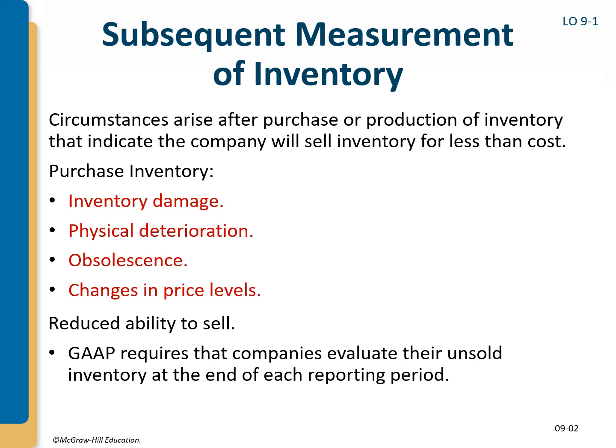Circumstances arise after purchase or production of inventory that indicate the company will sell inventory for less than its cost. Maybe it's damaged, there's deterioration on it, it has become obsolete itself, or price levels have changed. So that means when we're selling our inventory, we're actually going to have to sell it for less than what we paid for it. When this happens, GAAP requires companies to evaluate their unsold inventory at the end of each reporting period to see, geez, are we in this situation?